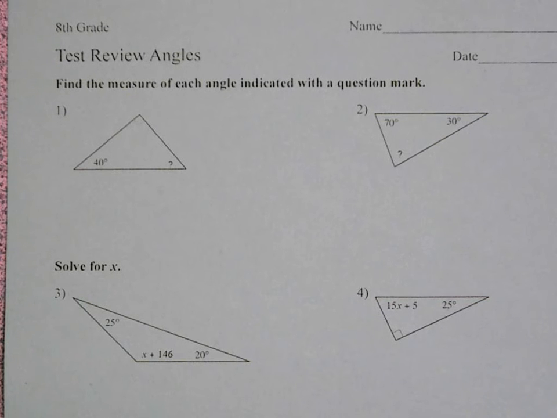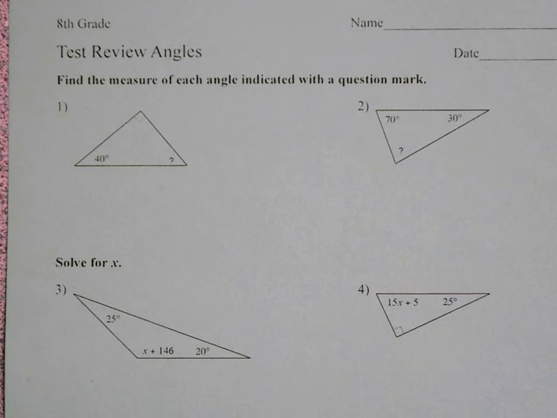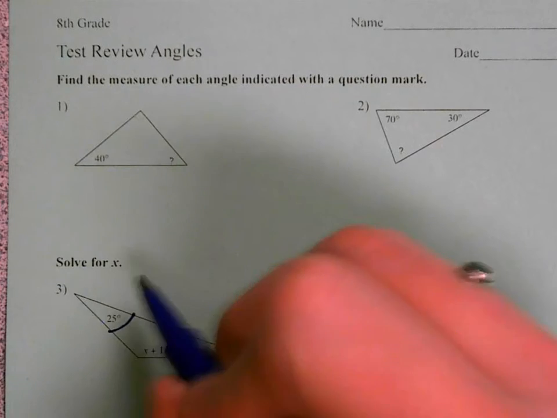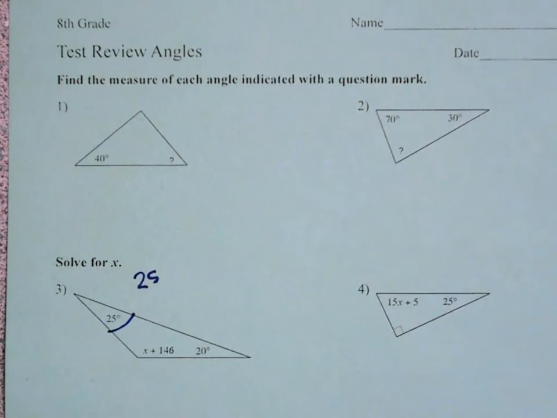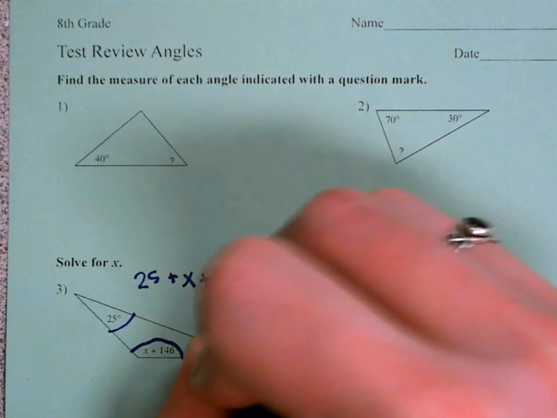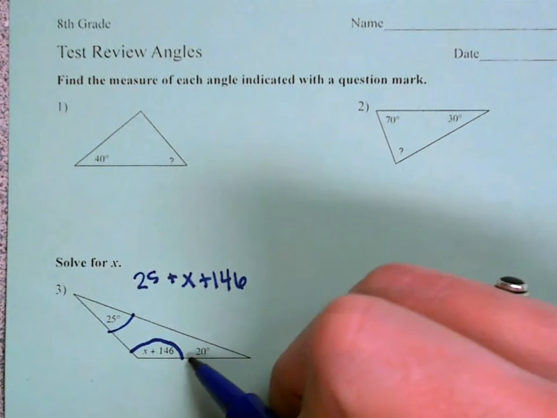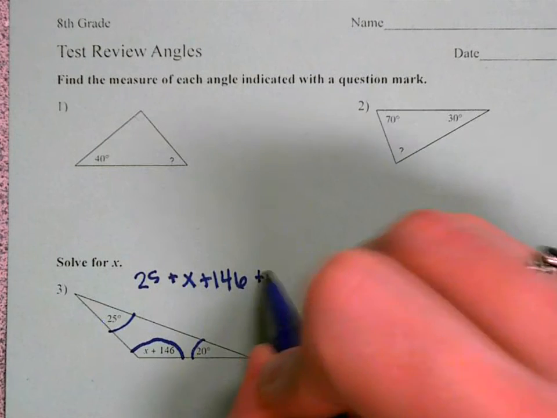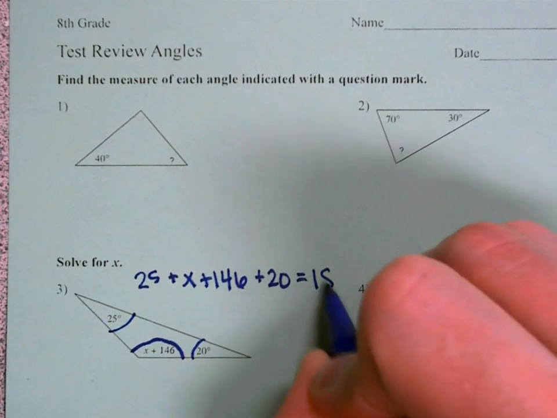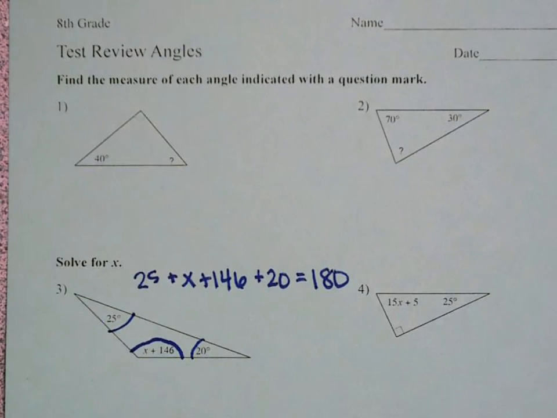So every time I'm looking at a triangle, I can add together the 3 angles. So 25, there's one angle. And here's another angle, so I'll add x plus 146. And there's my third angle, 20. If I add them all together, they're going to equal 180 degrees. So then from there, I just have to solve the equation.